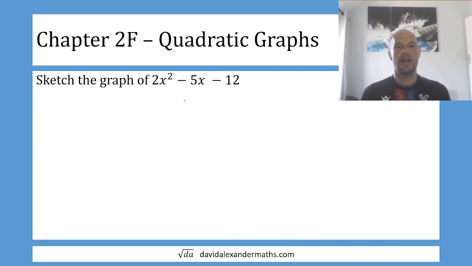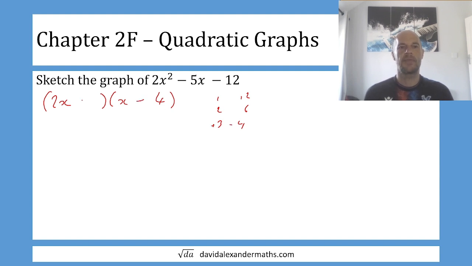Sketch the graph of 2x squared minus 5x minus 12. So again, let's just factorise. That's going to be 2x times x. Okay, so factors of 12 are 1 and 12, 2 and 6, and 3 and 4, and the number that goes here is going to be doubled. So how do I get minus 5 there? If I double the 4, I get 8. 8 take away 3 is 5, but I want minus 5, so it's going to be plus 3, minus 4.